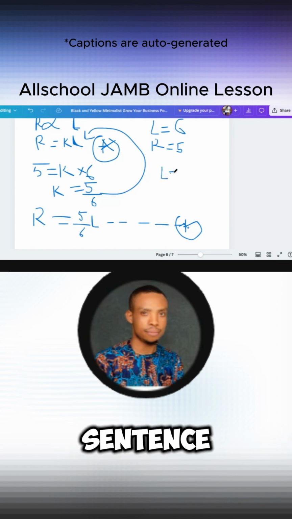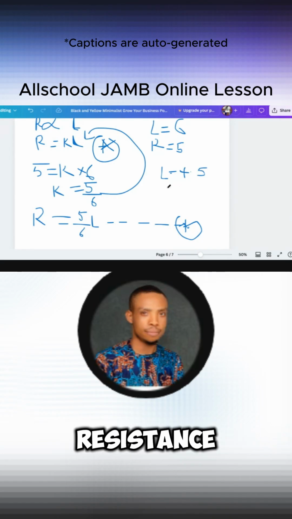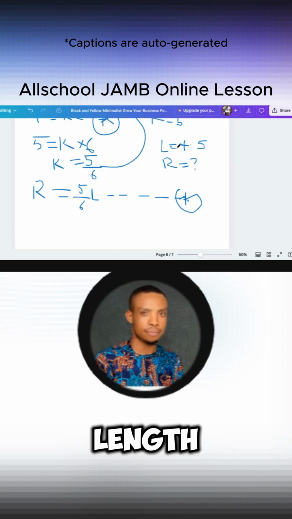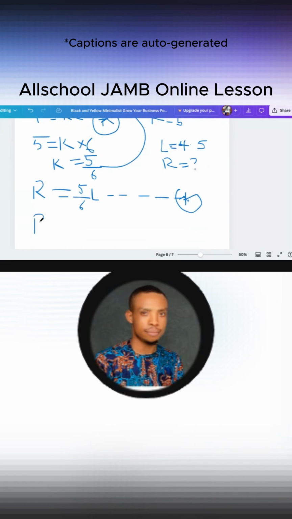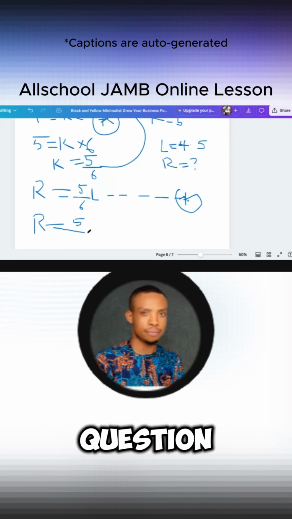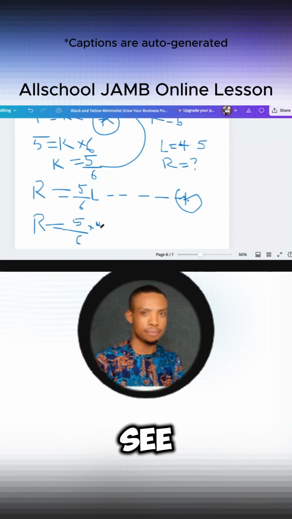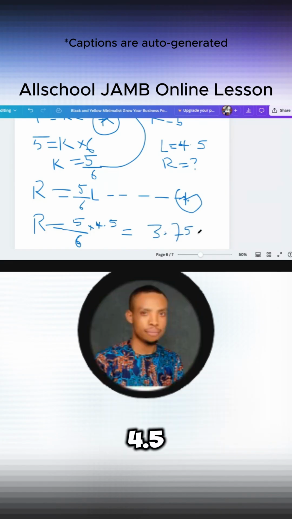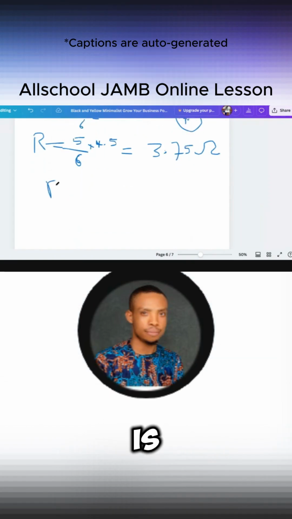We have done the first sentence. The second sentence says, what will be the resistance in a wire of length 4.5? That means if we are given a wire of length 4.5, what is going to be the resistance? Simply, anywhere we see L, replace it with 4.5. So I have R is equal to 5 over 6 times 4.5. If you have your calculator, you can press 5 times 4.5 and divide by 6. I have 3.75. Is it what you have?